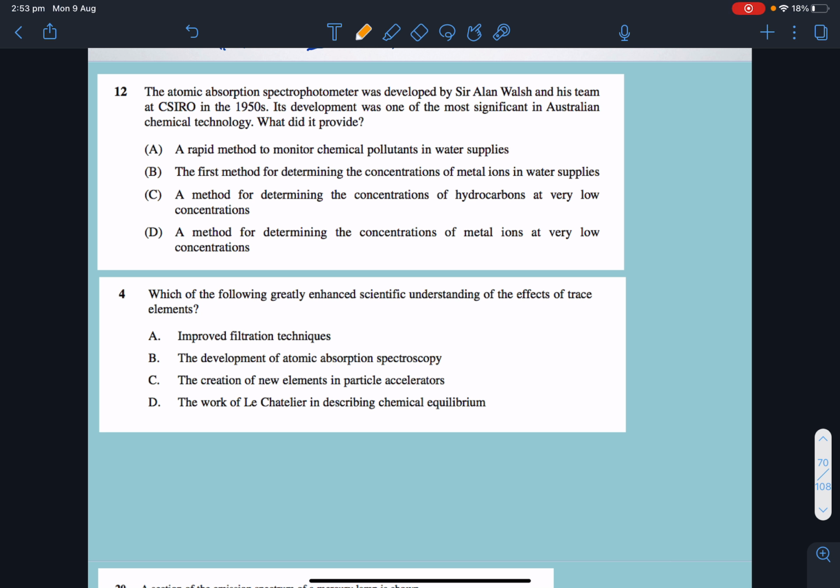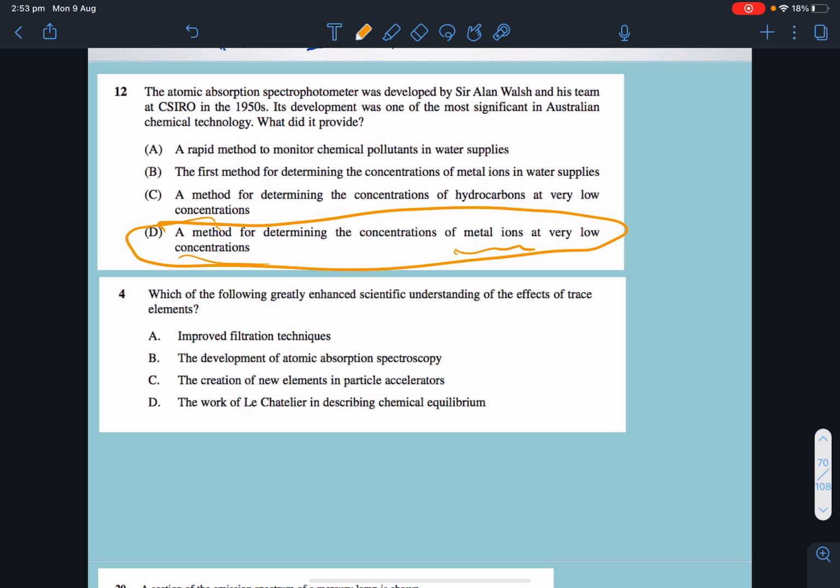A method for determining the concentration of hydrocarbons at very low concentrations. Well, no, it's for metals. A method for determining the concentration of metal ions at very low concentrations. This is the most correct one there. We're dealing with metals at very low concentrations.